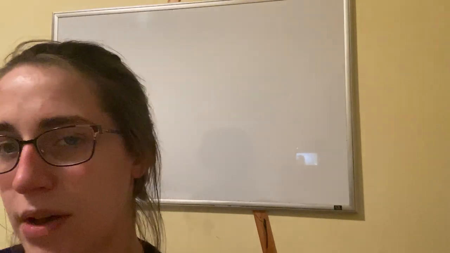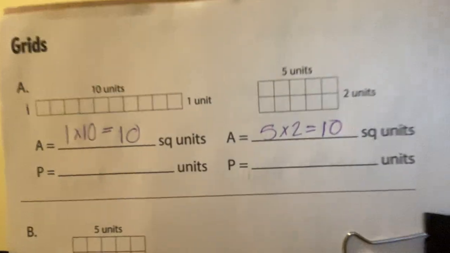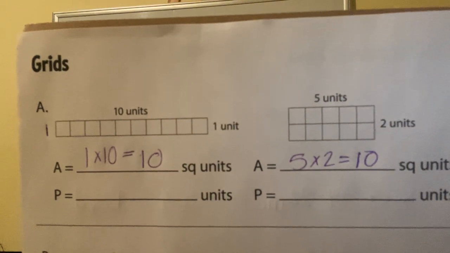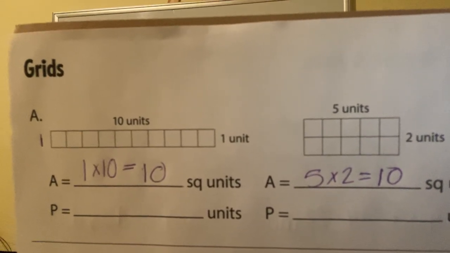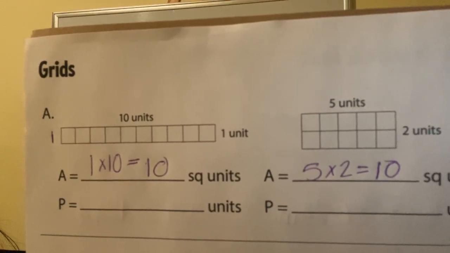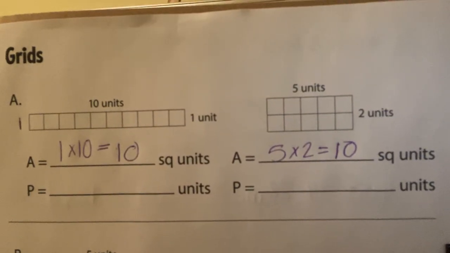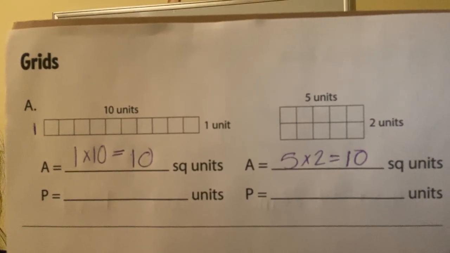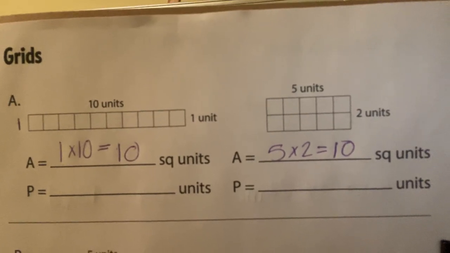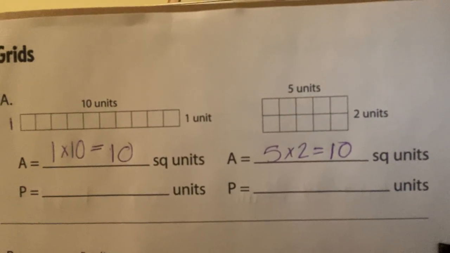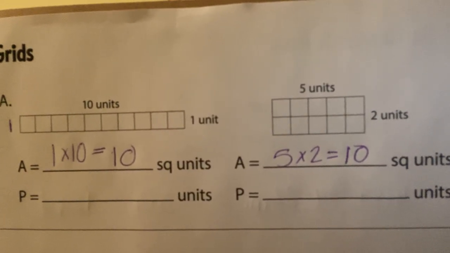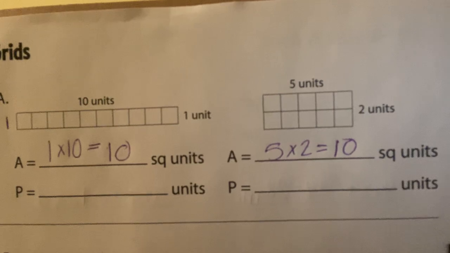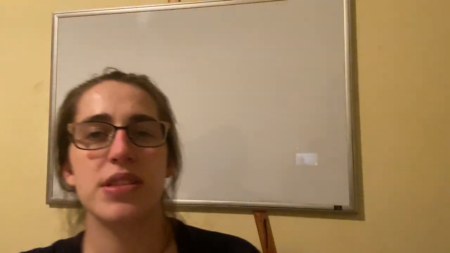So what do you notice about these two that we've done? The area of these two rectangles, the space inside of them. You notice that they have the same area inside, but the lengths of them are different. The first rectangle only has one unit, one row. The second rectangle has two rows or two units on the side lengths. So I want you to think about this. That was the space inside the rectangles.